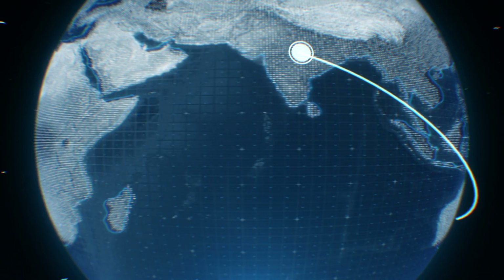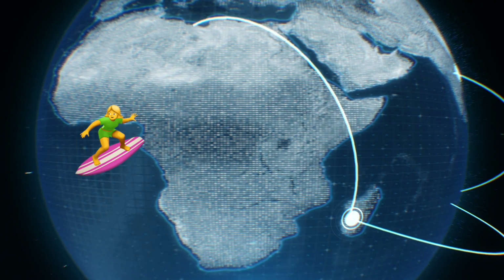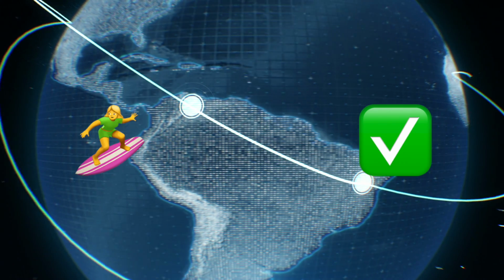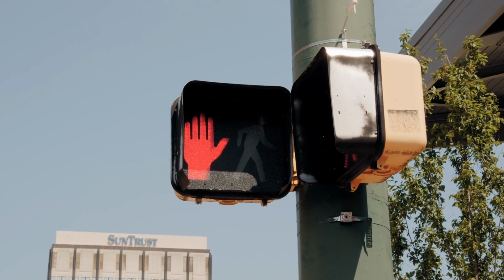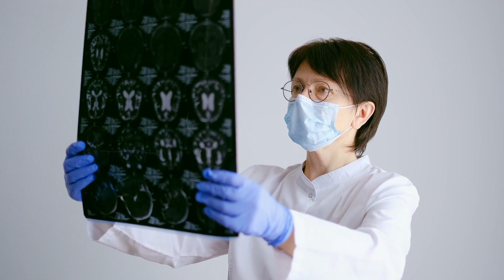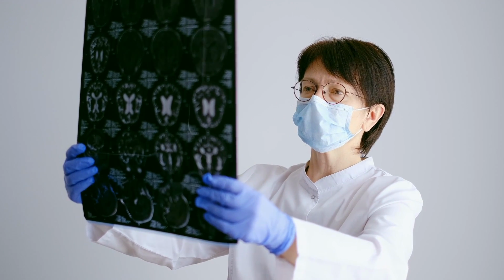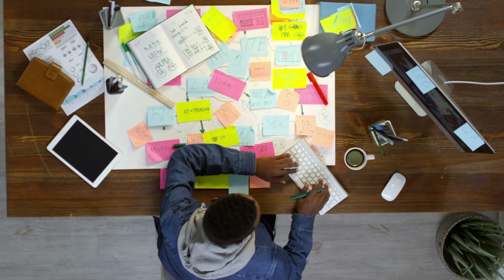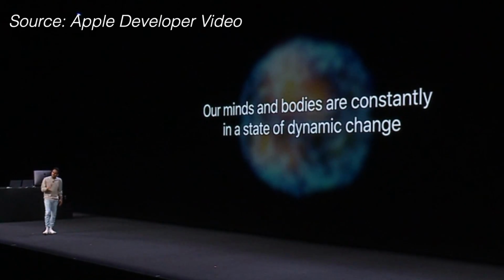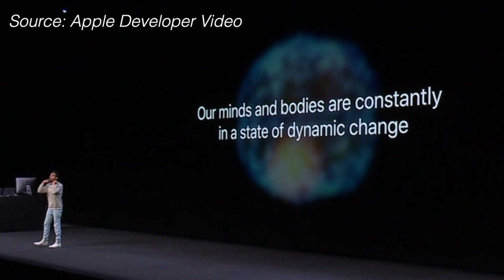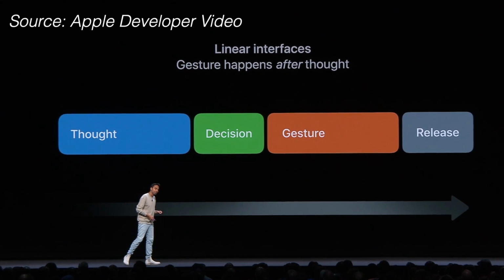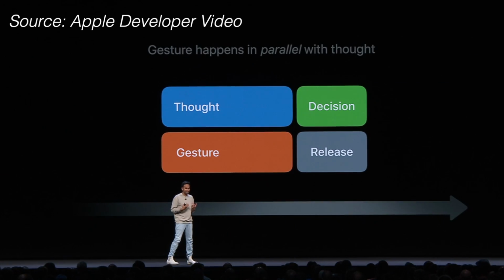The main problem of that solution is losing time that separates action and result, so you can't really change your mind about an action. Since you started the action, you must wait until it's done. The other problem is that linear solutions actually conflict with our brain, because our brain doesn't think like that. Our mind and bodies are constantly in a state of dynamic change. That's why Apple came up with a parallel user interaction. So instead of linear, it works in parallel with user thoughts.